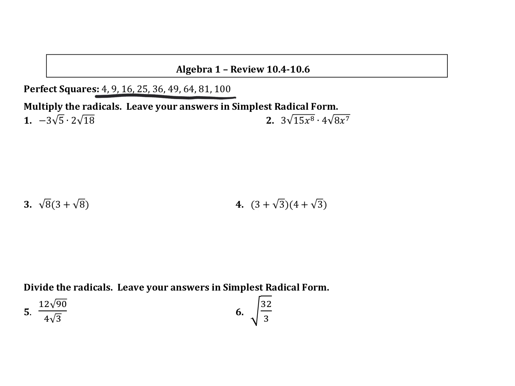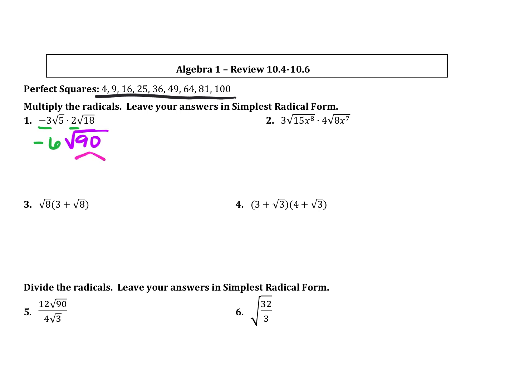What do you do first on this first question? -3 rad 5 times, not plus, right? This is multiplication now. Yep, you're going to multiply the coefficients, so that's -6. What do you do from there? Multiply the 5 and the 18. So that's the square root of 90. Okay, what do you do from there?